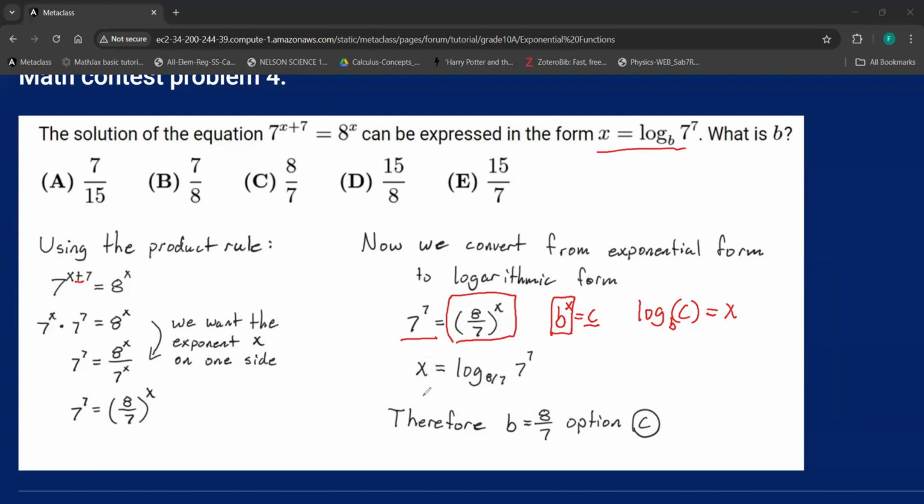So if you look at the correlation, so let me write here, log b of 7 to the power of 7. You're trying to figure out b. This is b. So you have b is equal to 8 over 7, which is why it is option C. Are there any questions? Okay, then moving along.